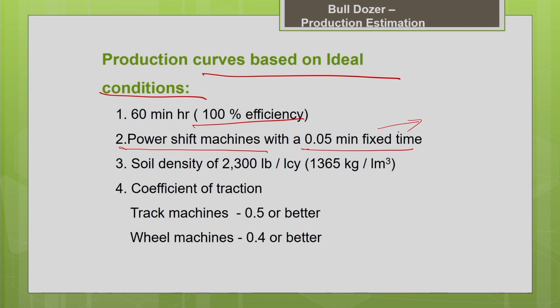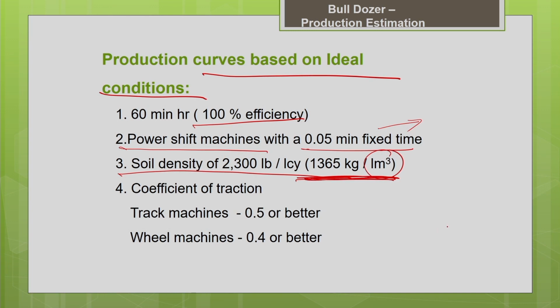It may be 0.1 minute. So, you have to apply the correction factor accordingly. Okay. And the curve is valid only for the soil density of say 1365 kg per meter cube, loose meter cube. It is given in loosened state, 1365 kg per meter cube.